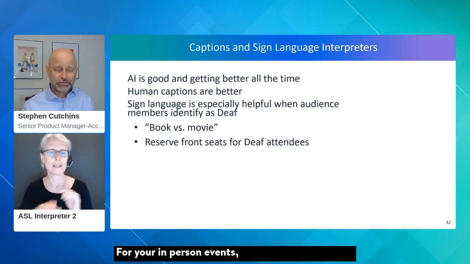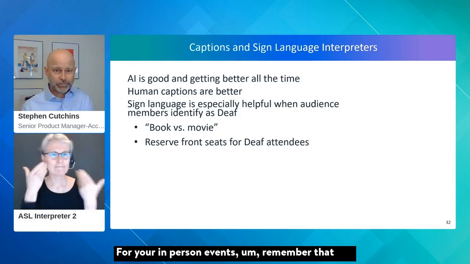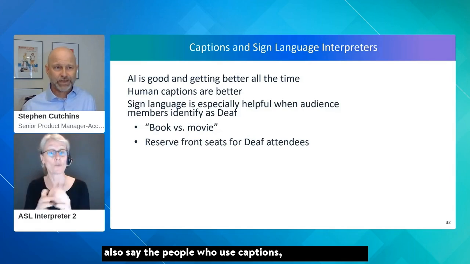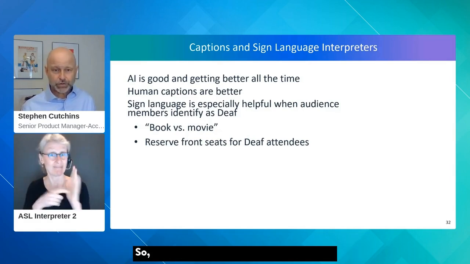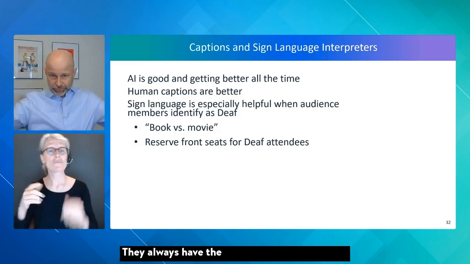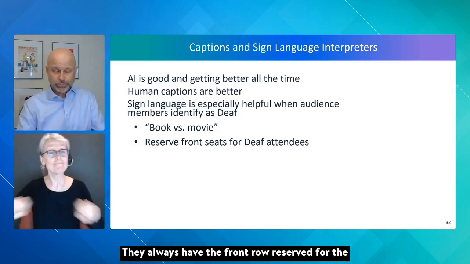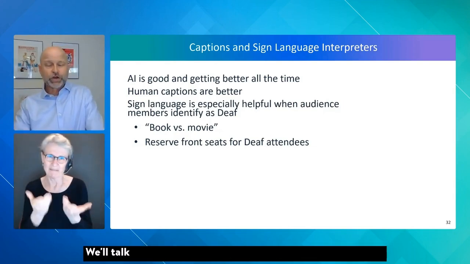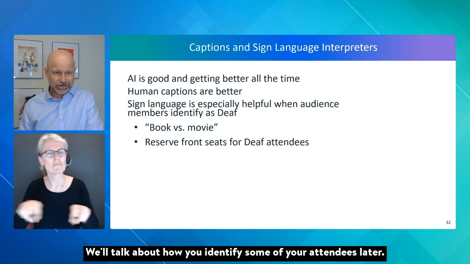For your in-person events, remember that the people who need a sign language interpreter, and I'd also say the people who use captions, they need to see. So you'll see this if you go to accessibility related or disability related conferences. They always have the front row reserved for the people who need the sign language interpreting. Strongly suggest you do that. We'll talk about how you identify some of your attendees later.